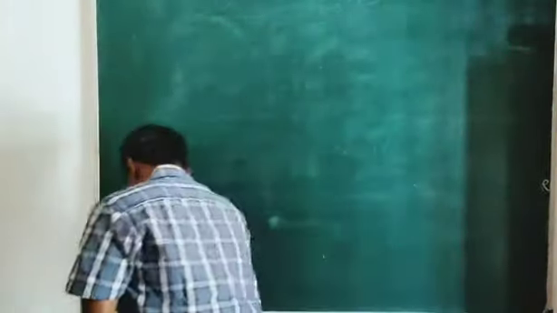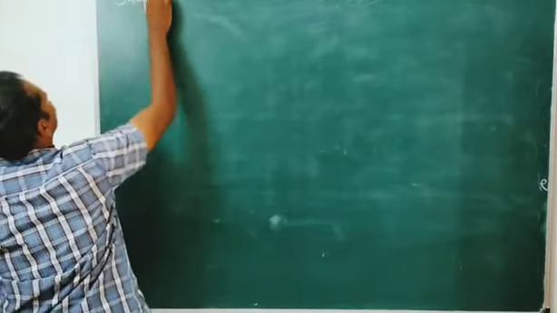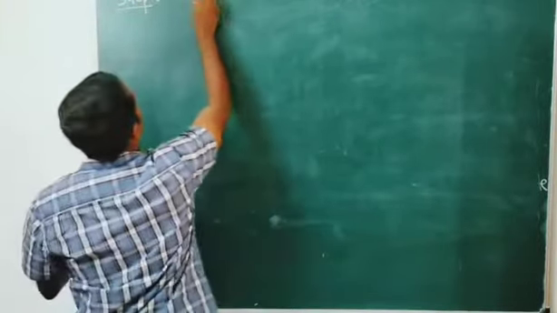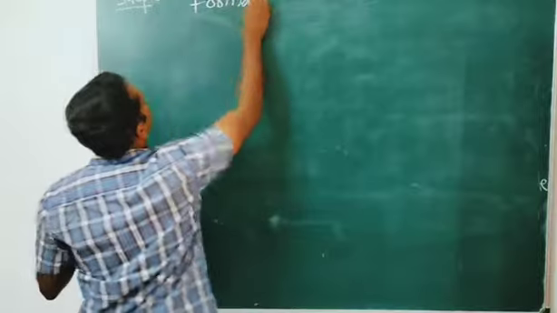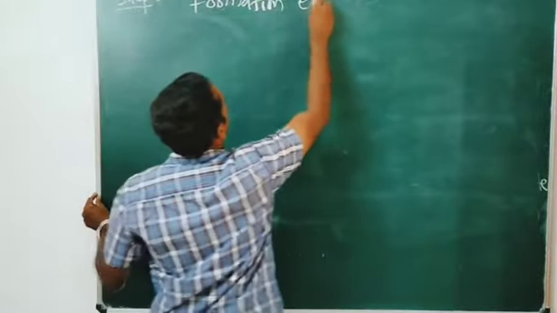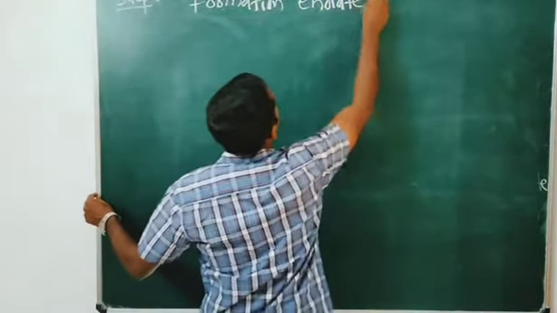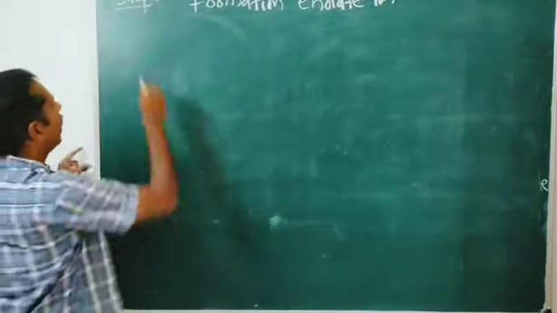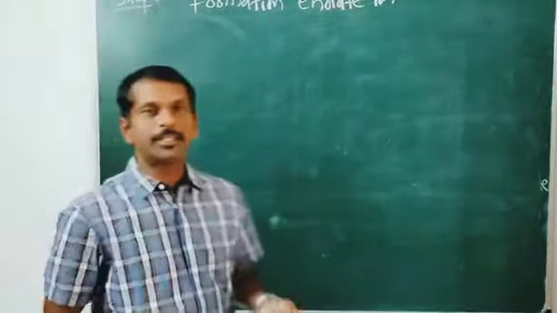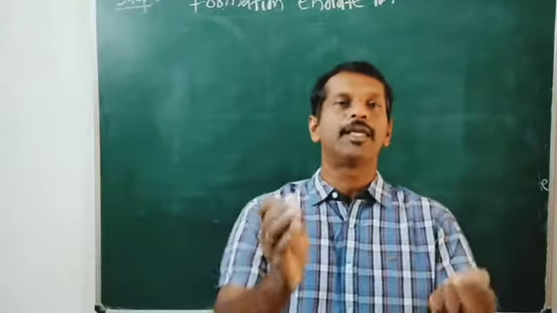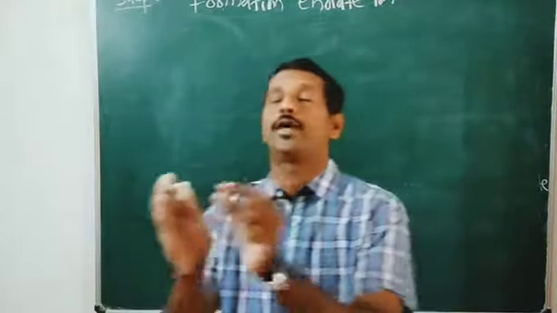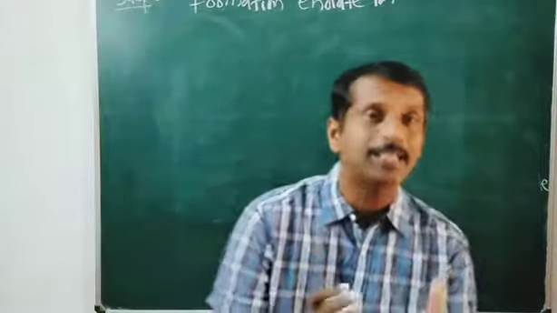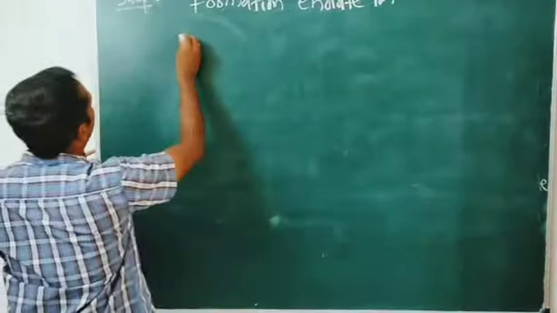Mechanism of Claisen condensation. Step 1: formation of enolate ion. Now, this reaction is taking place in the presence of sodium ethoxide, sodium C2H5ONa, which is a very strong base. So what is happening? Look at it here.